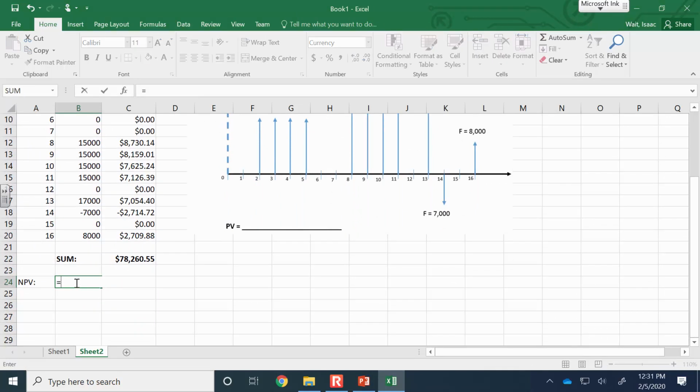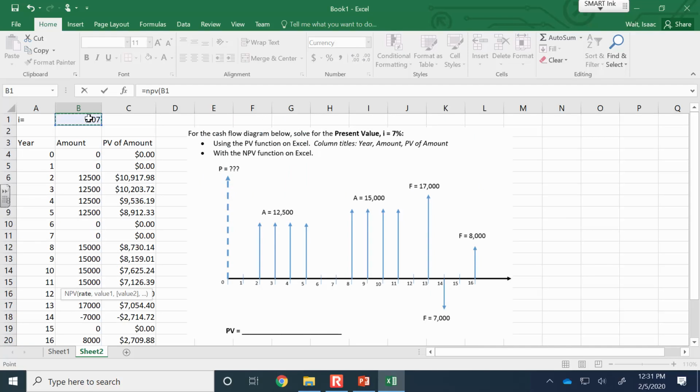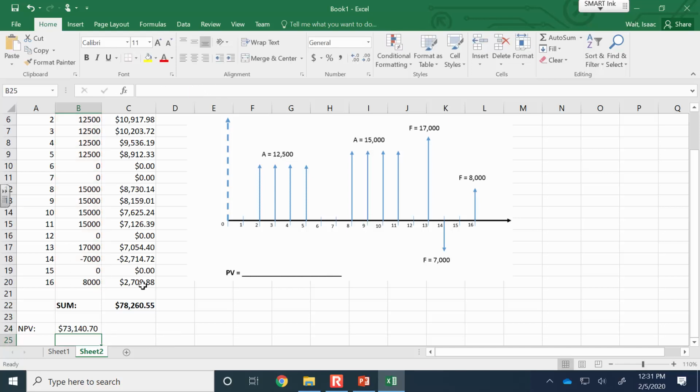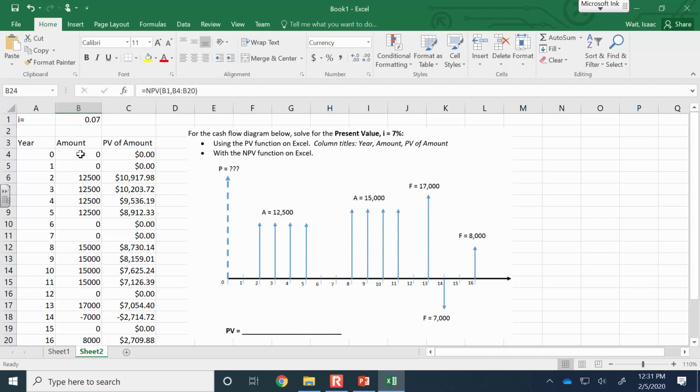So if you did equals NPV, and we refer to this interest rate, and then we put all of the amounts, including the amount that's already in the present. That's the wrong amount, 73,000. And the reason why is it's assuming that you have 0 in year 1, 0 in year 2, 12,500 in year 3.